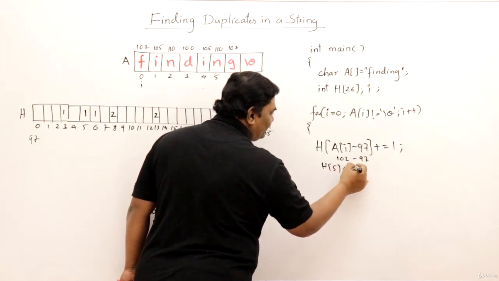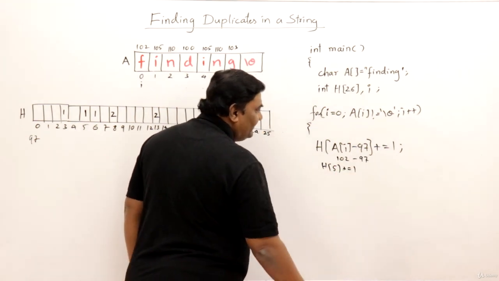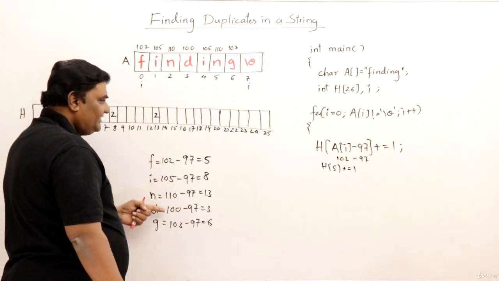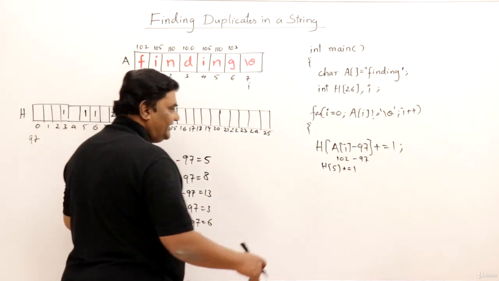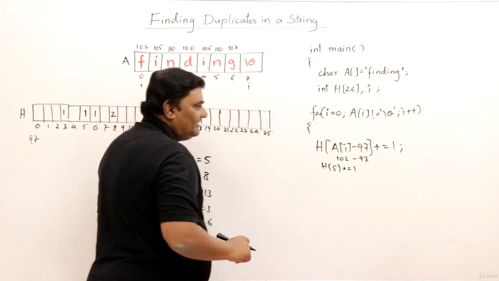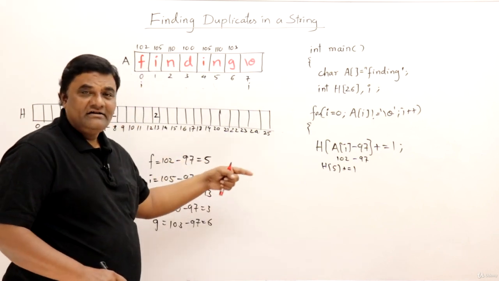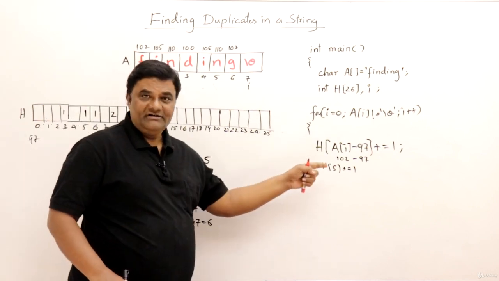So H of I plus 1. It becomes like this. So for every alphabet, it will be calculated in the same way, so the indices are obtained. So this is how the entire hash table array will be filled.